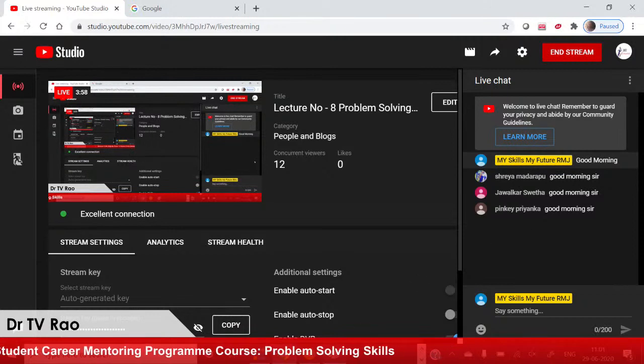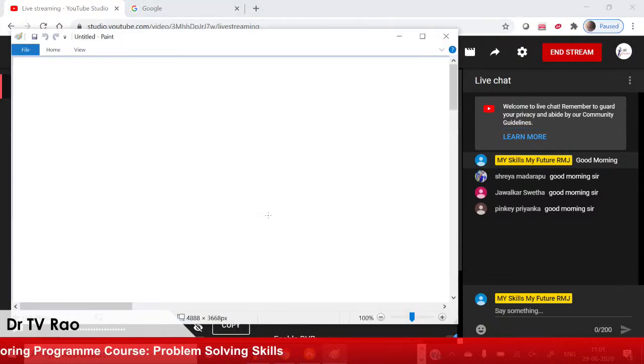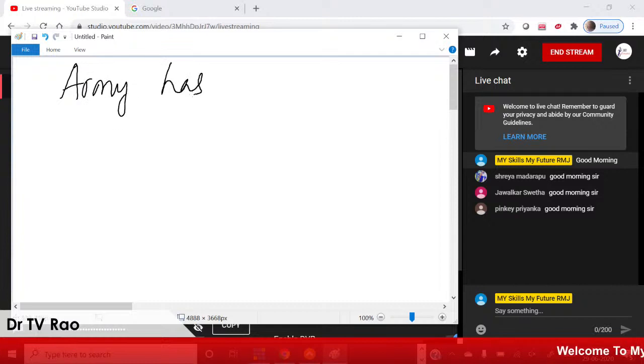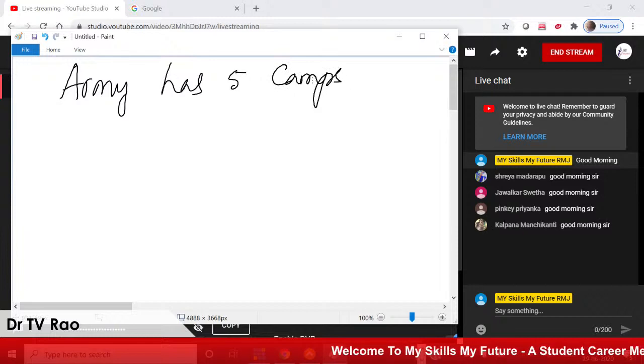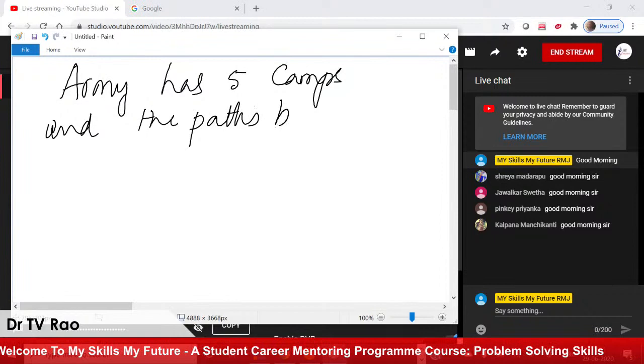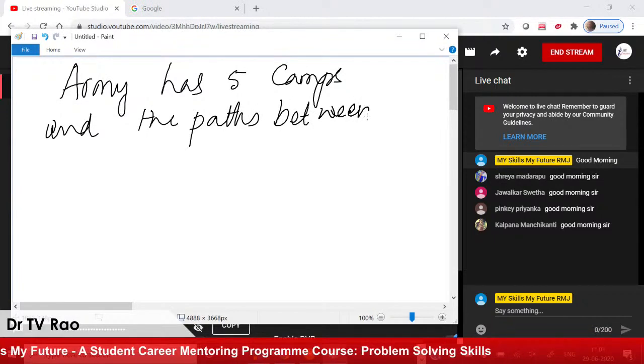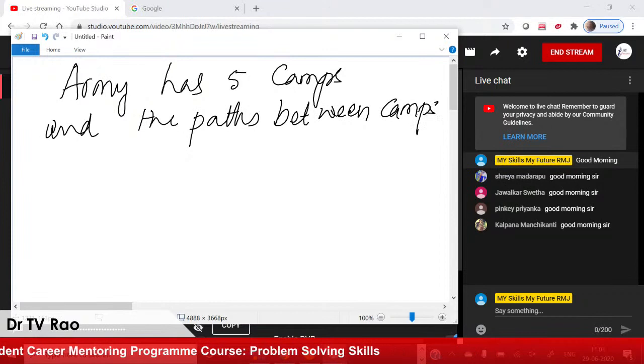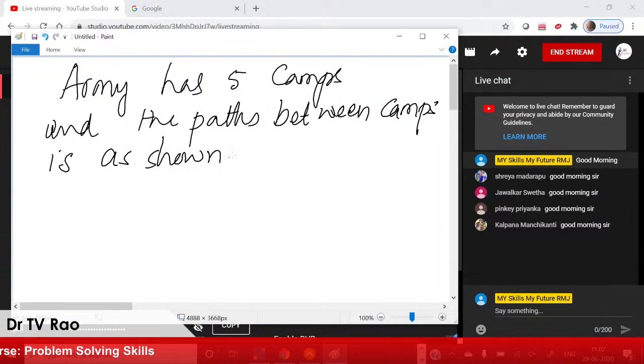Let us start. Say, an army has 5 camps. The paths between the camps are as shown in the following adjacency matrix.